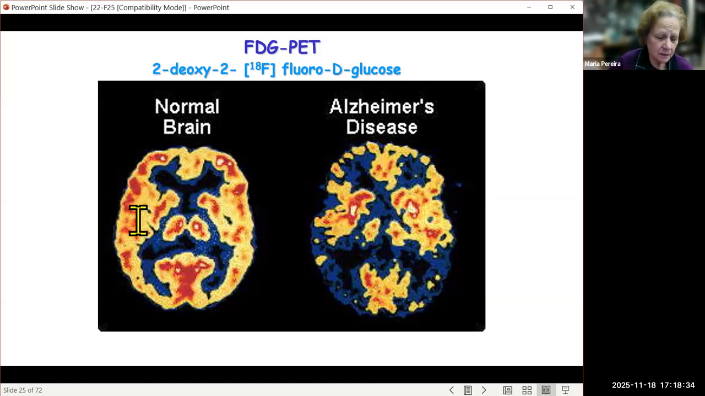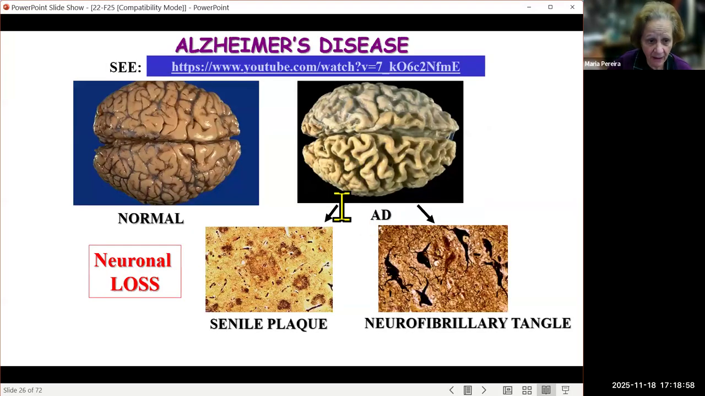Remember, in the brain, the gray matter is on the outside. And the red area is where there's a lot of activity going on, a lot of action potentials. So taking up a lot of glucose. Now, this is the brain of an Alzheimer's patient. Only a few areas remain active. So it's a big, big difference. And we don't know why this happens.